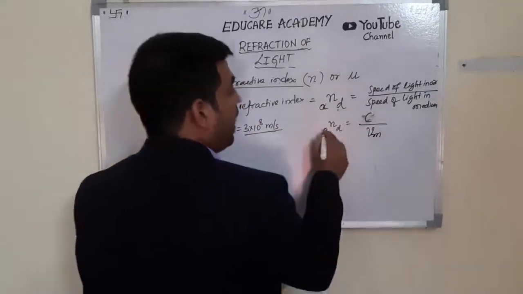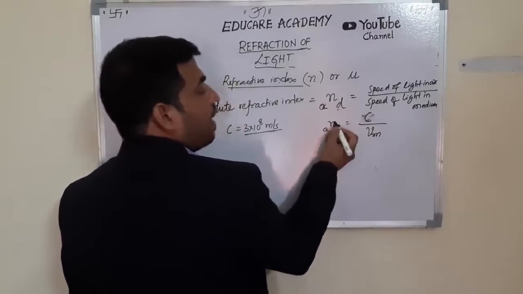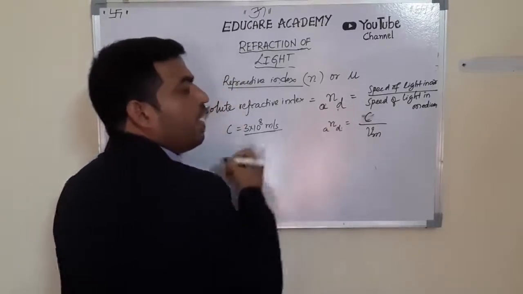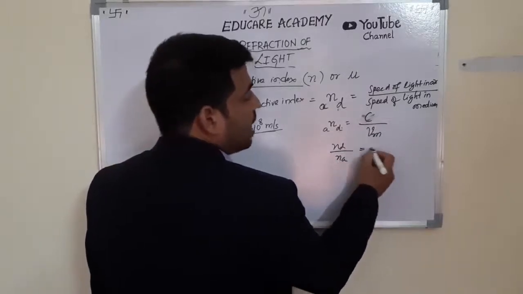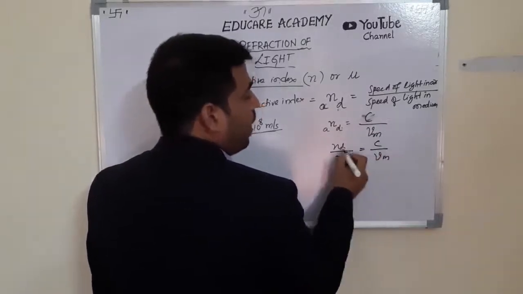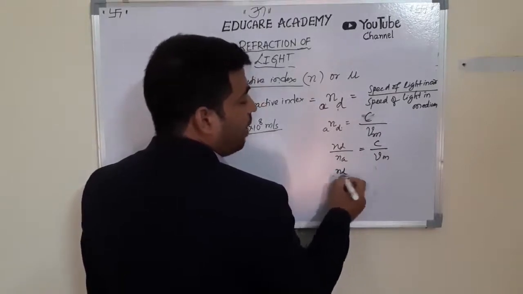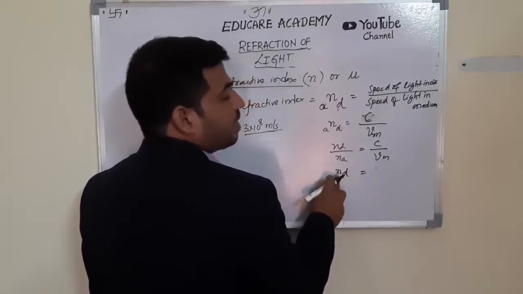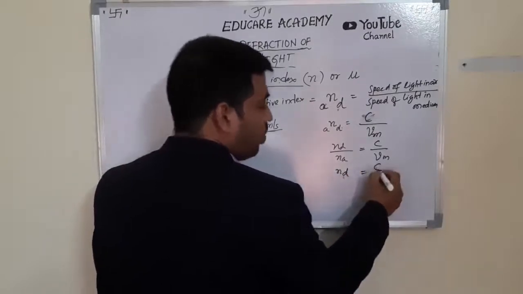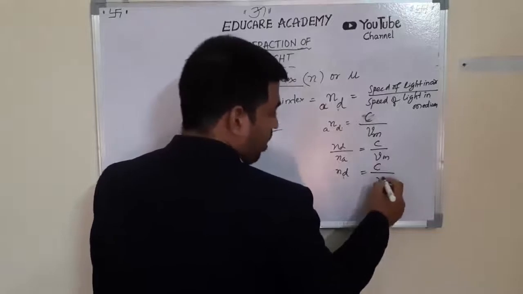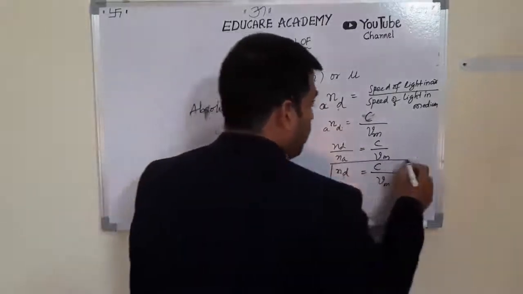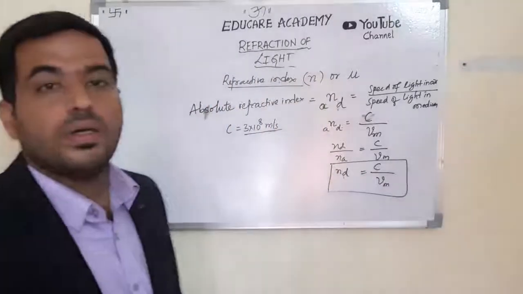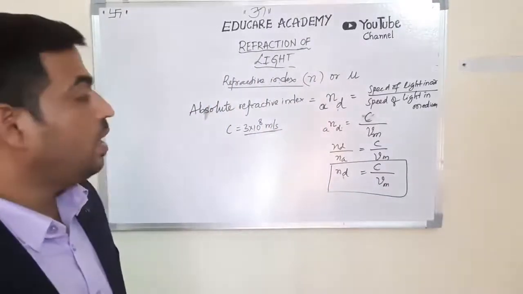So n_AD, that means the refractive index of denser medium with respect to air medium, can be written as ND divided by NA, as you know, C by Vm. NA is 1, so ND divided by 1 is ND only, where N is the refractive index of the denser medium, equal to speed of light in air divided by speed of light in that denser medium. So this is also one of the equations, a formula related to refractive index.